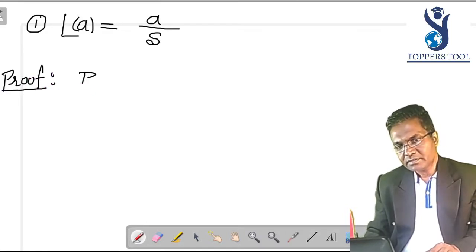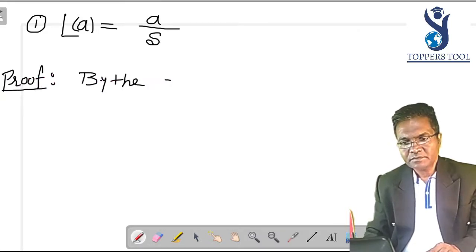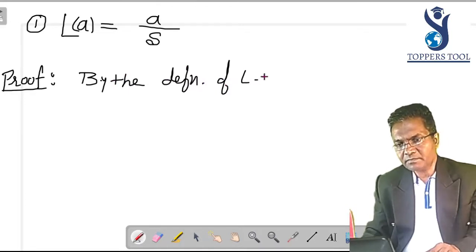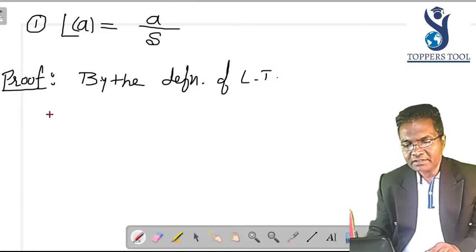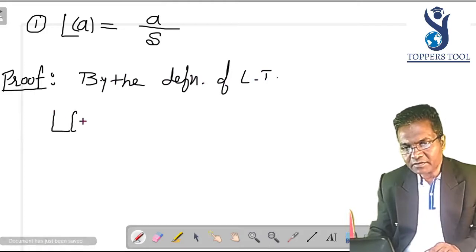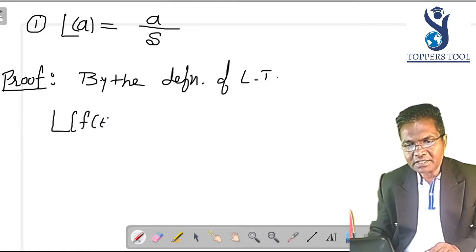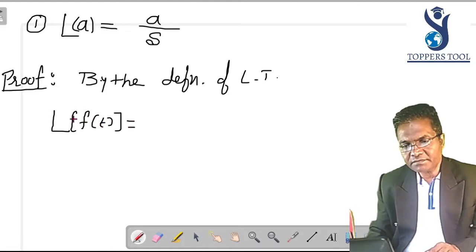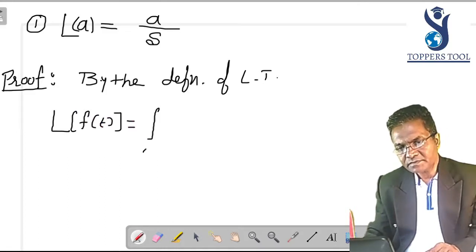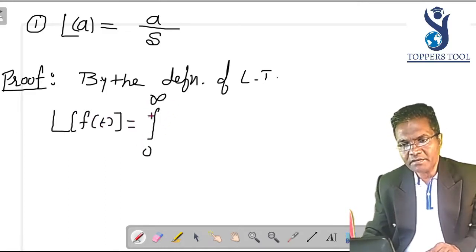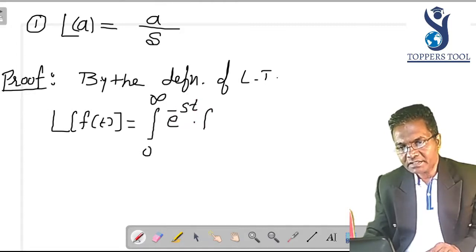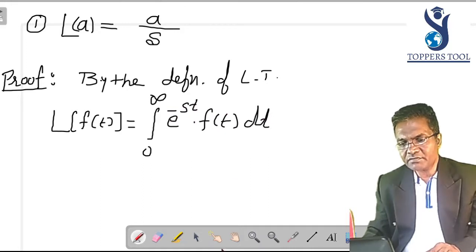Okay, as we know, by the definition of Laplace transform, what does L of f of t stand for? Laplace transform of f of t is defined as integration 0 to infinity e power minus st f of t dt. This is the definition for Laplace transform.